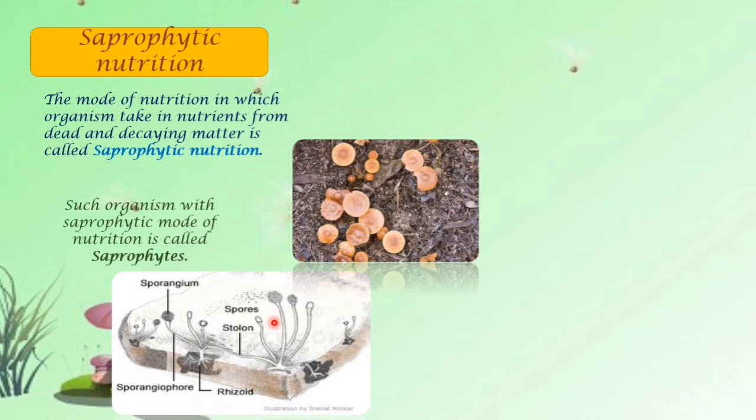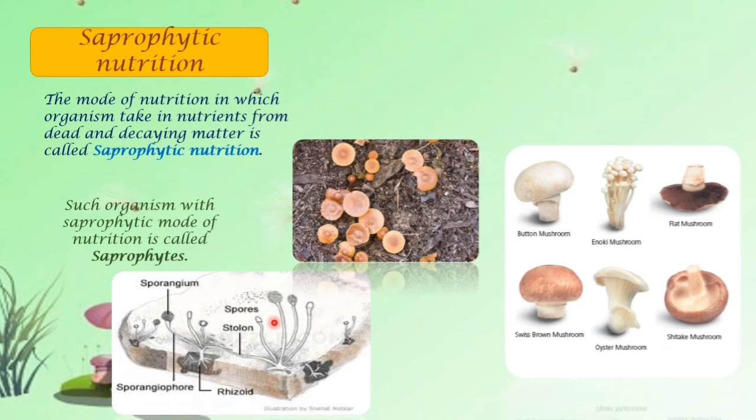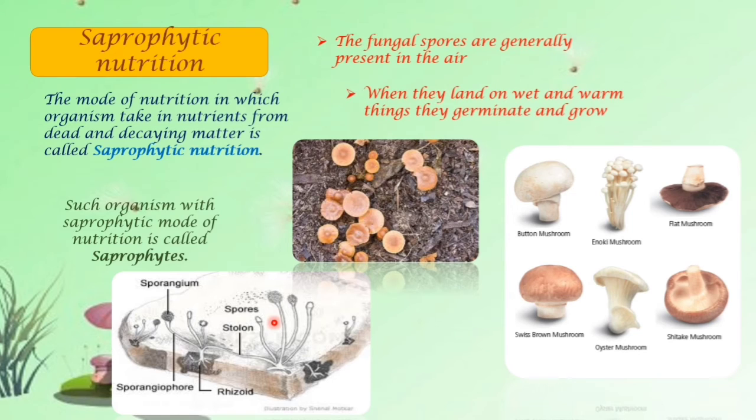So one other example is mushroom. See different types of mushrooms given here. Okay, you might have seen this. So the fungal spores are generally present in the air, as I said. So when they land on something wet and warm, they germinate and start to grow. Alright, this is how their life starts. So they need something dead and decaying in order to reproduce. Okay. So when they are present in the air, they cannot just grow like that. They need some other source to grow properly, to derive the nutrition from. Alright.